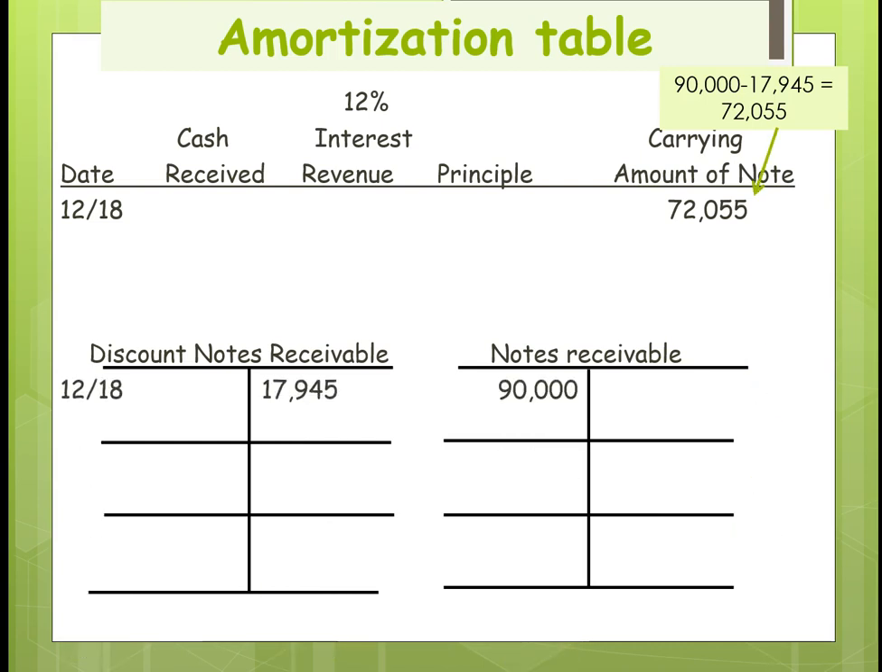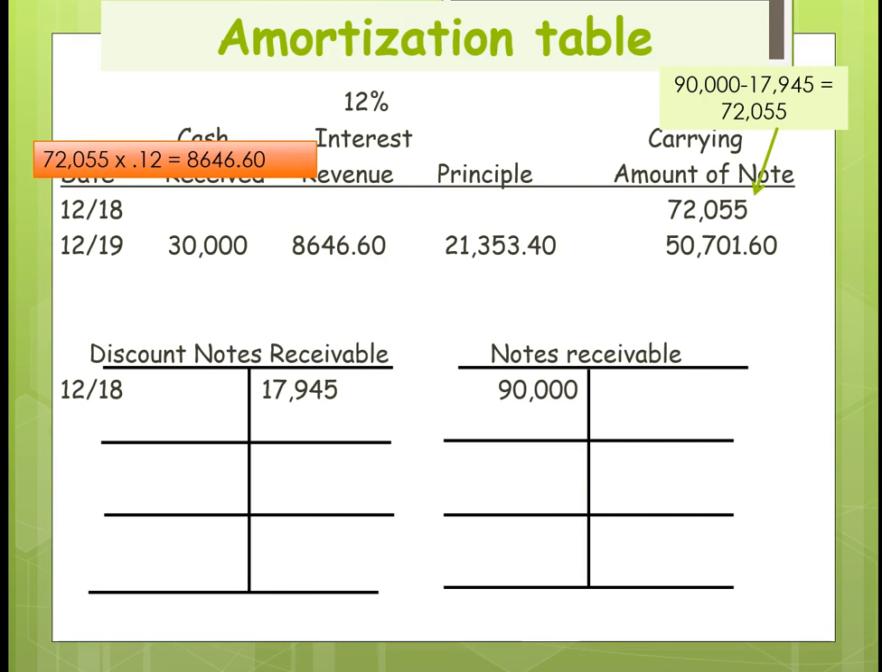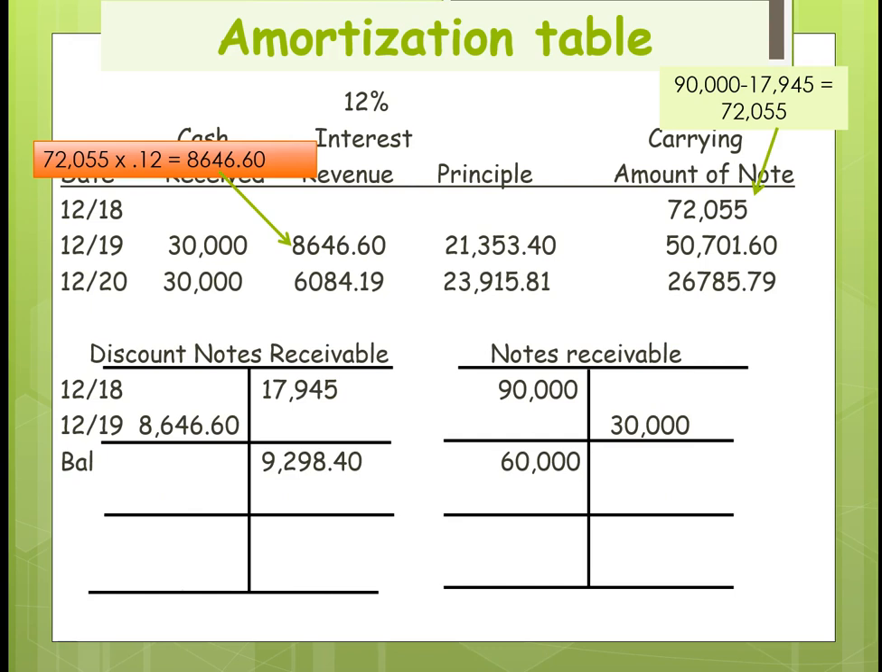So, for the first year, at the end of 2019, of the 30,000 we received, we're going to take our 72,055 times 12%. That tells us of that 30,000 we received, how much of that is interest revenue and how much goes against the principal. The next year, we're going to take our principal of 60,000 minus 92, and that's going to give us 50,701.60 times 12%, and that gives us our next payment of 6,084.19.